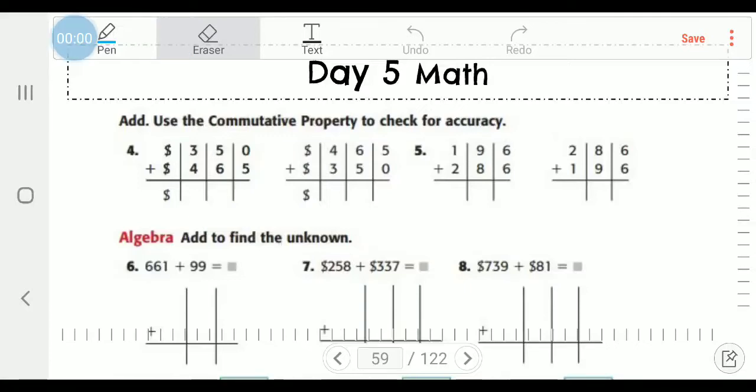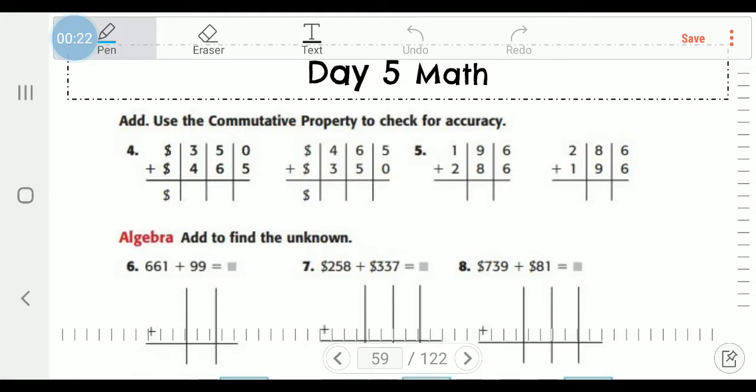Day 5 Math Part 2. Numbers 4 and 5 are asking you to first add, and then once you're done adding, use the commutative property to check for accuracy. The commutative property in addition is just like commutative property in multiplication.